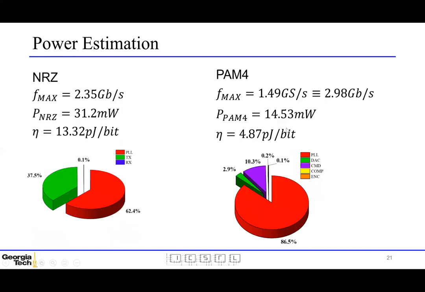We calculate the power for NRZ and PAM4 at their highest frequency of operation. As we can see, the energy efficiency per bit for NRZ is 13.32 picojoules per bit, while that for PAM4 is 4.87 picojoules per bit, which makes PAM4 63% more energy efficient. The percentage distribution of power across the various components is shown in the pie chart for both NRZ and PAM4.